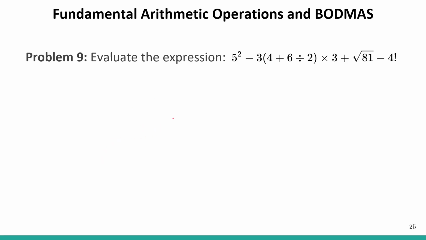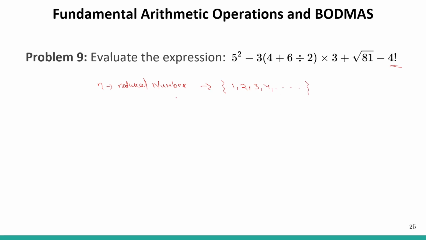So evaluate the expression 5 square minus 3 into 4 plus 6 divided by 2 whole, into 3 plus square root of 81 minus 4 factorial. Okay, so let's learn factorial first. What is factorial? If you are given a natural number n, what is the set of natural numbers? It is 1, 2, 3, 4, and so on.